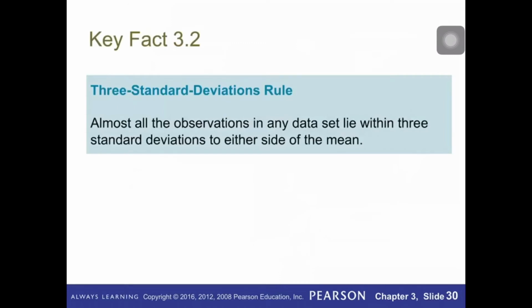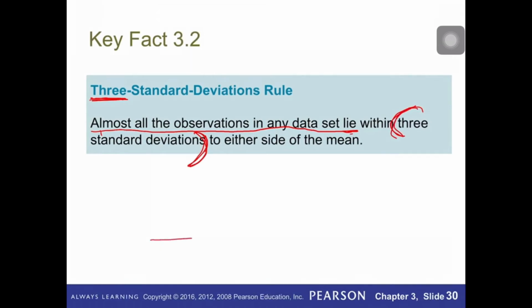Okay, next one is the three-standard deviation rule. What is this three-standard deviation rule? Almost all the observations in any data set, so please remember this, almost all the observations in any data set lie within three standard deviations. What is this three standard deviation?